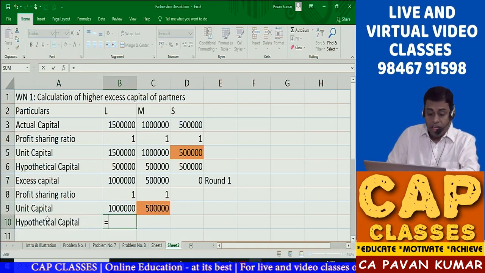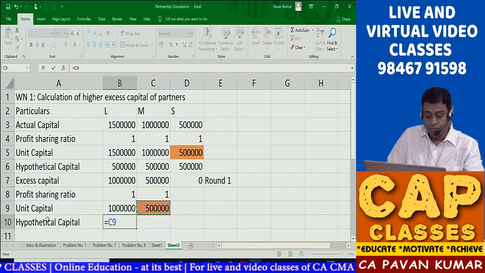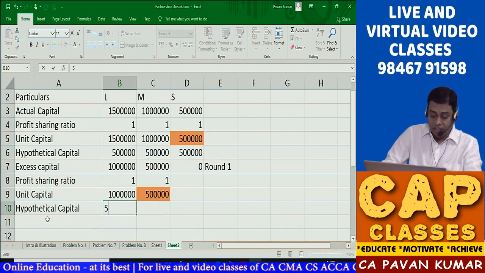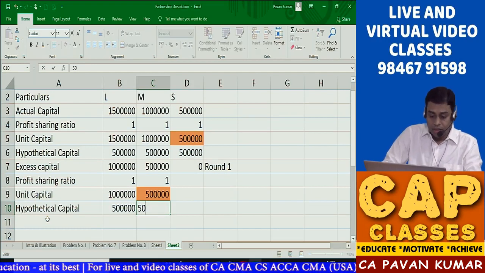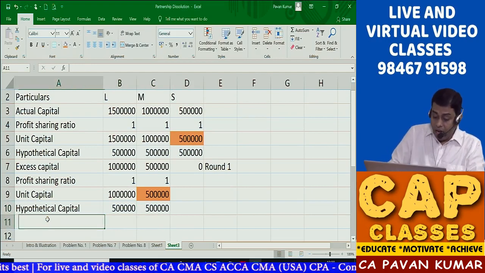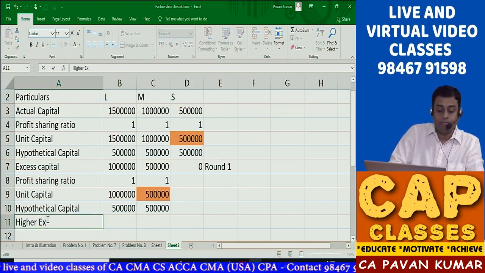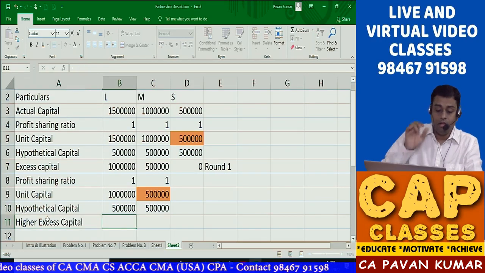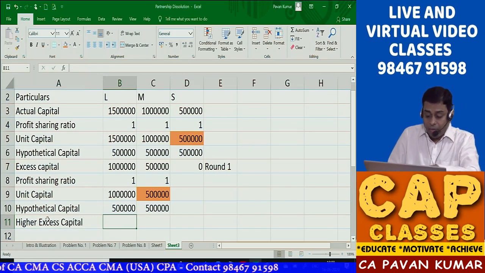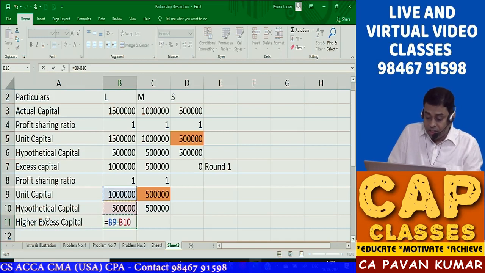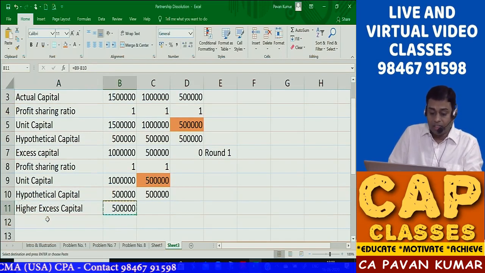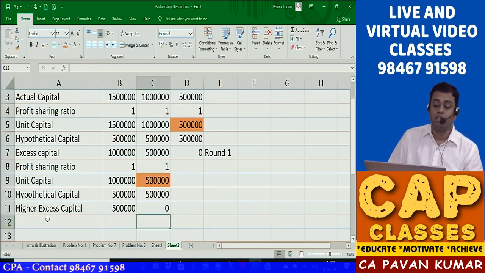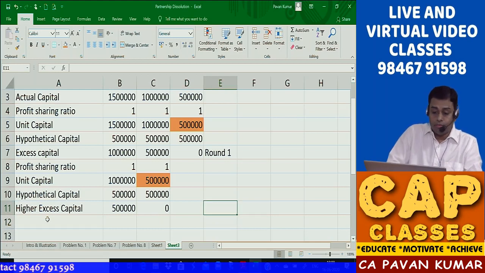For him, this is 1 unit into 5 lakhs, so this is 5 lakhs. This is also 5 lakhs. So higher excess capital: here this minus this, and here higher excess capital is 0. So this is round 2. So what is step 1?